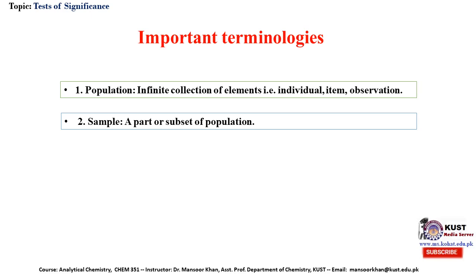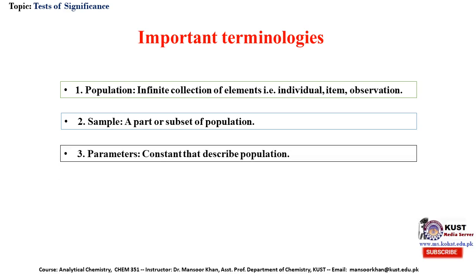The second important terminology is called sample. Sample is a part or a subset of population. Sample is a small part of population which is the representative of the whole population. We cannot use the whole population for analysis in the laboratory. Therefore we take a smaller portion of the population, which is called the sample and which is representative of the population, and this sample is then used for analysis in the laboratory.